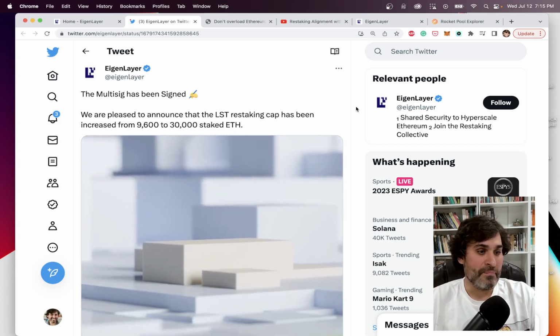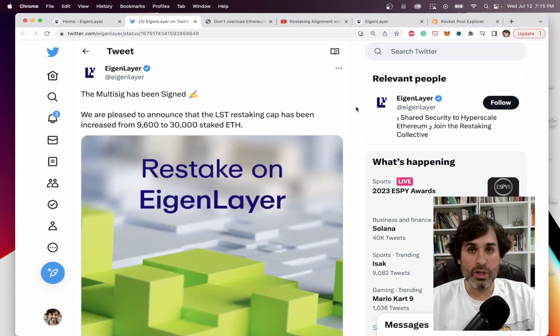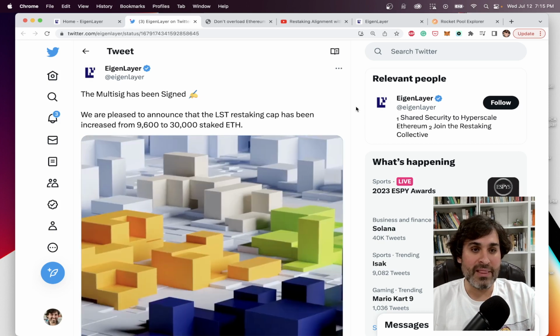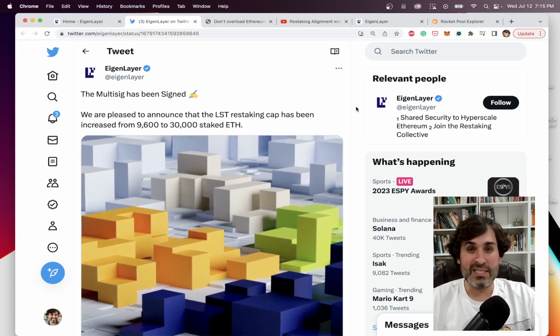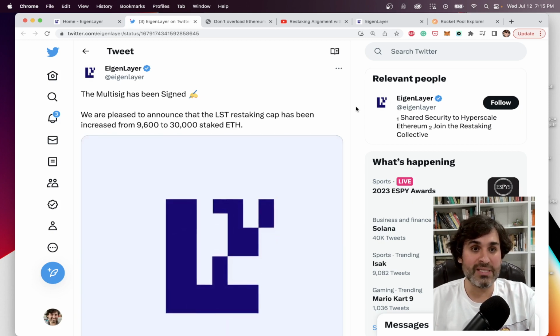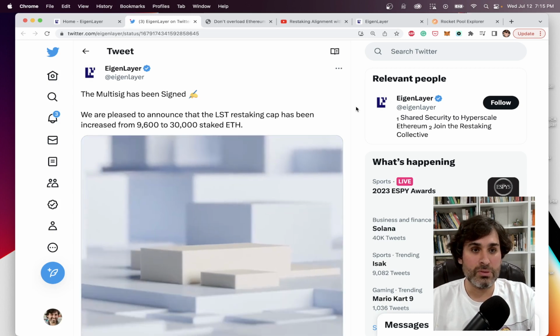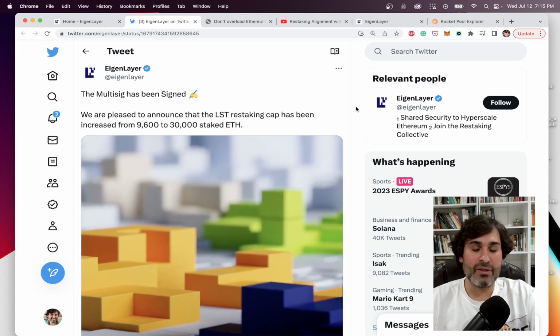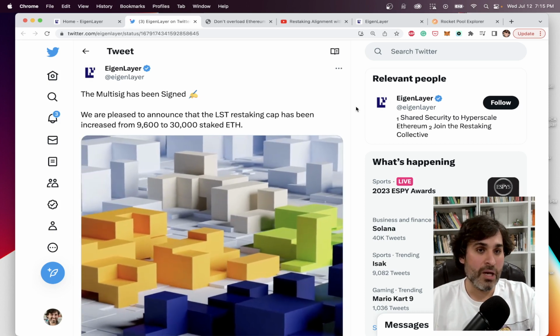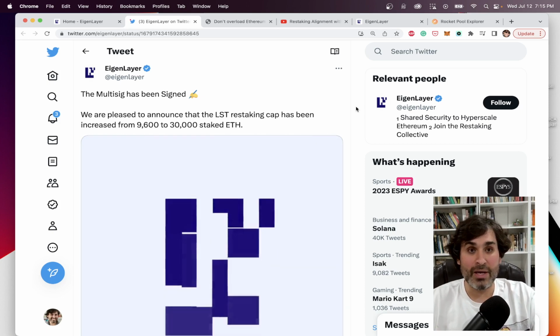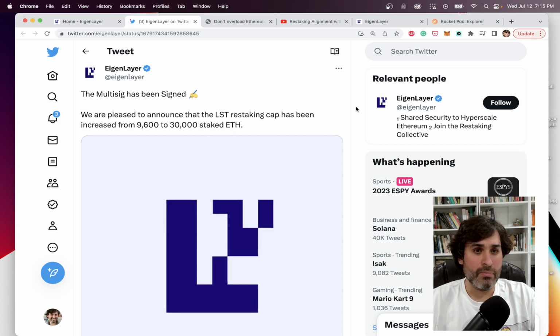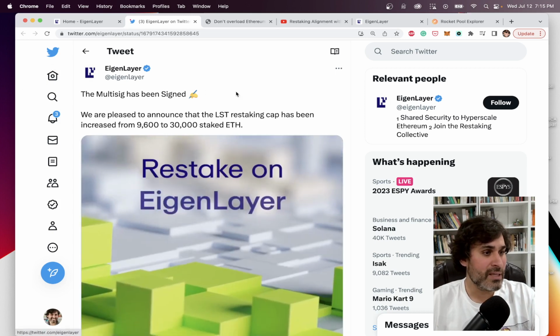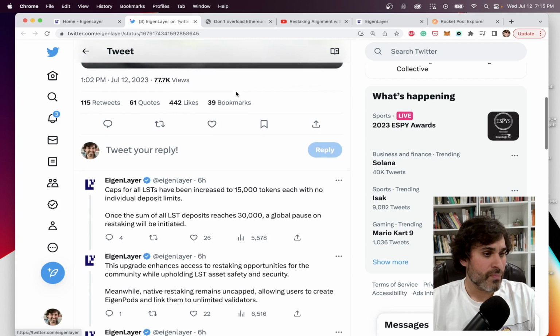However, they launched a few weeks ago on mainnet, and the 9,600 capacity that they had was filled almost instantly. They had 3,200 RETH, 3,200 STETH, and 3,200 CBETH. Well, today they increased that to 10,000 for each of them. And then I think they increased it again to 15,000.